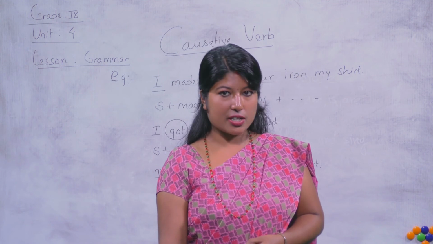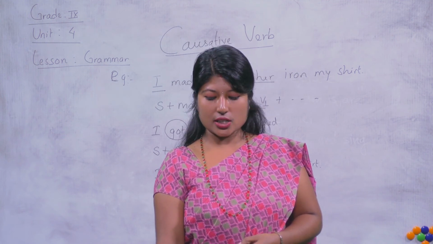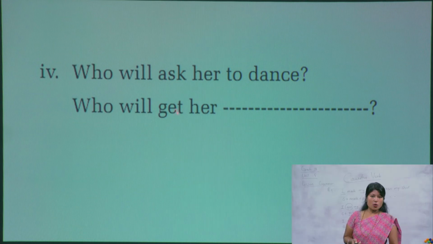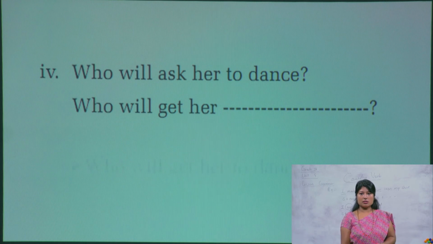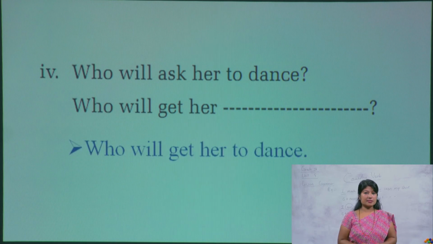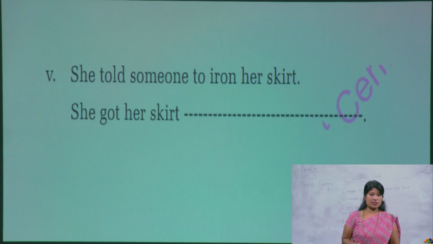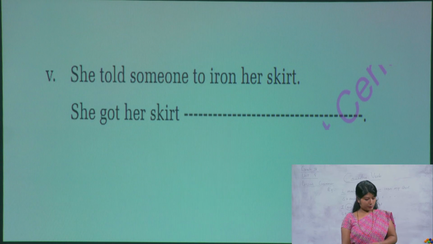Number four, the second last question. Who will ask her to dance? Who will get her to dance? Okay, the final question is: she told someone to iron her shirt. She got her shirt. Okay, here what is there? The object is there. That's why what should be used?